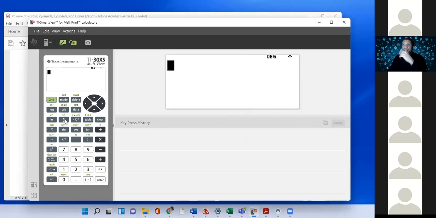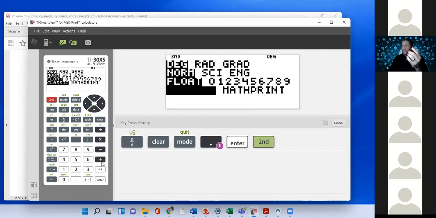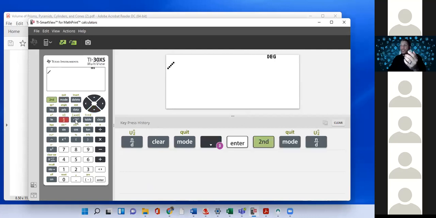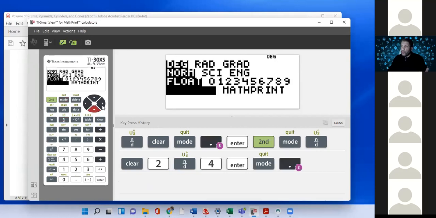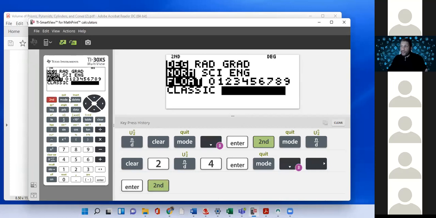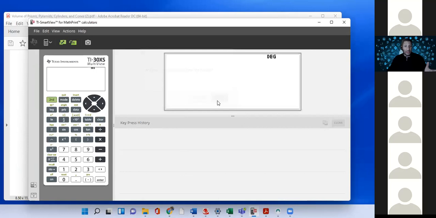So when you hit ND, see how you got N over D? Watch this. If I go to mode, classic, and come out of that and hit ND, it's just division. Oh, I see. Well, I don't want it like that. That's why I tell you in the book, go to math print, put it on math print, and keep it in math print. Why? Because people are having problems with fractions. You don't need to have problems with fractions.